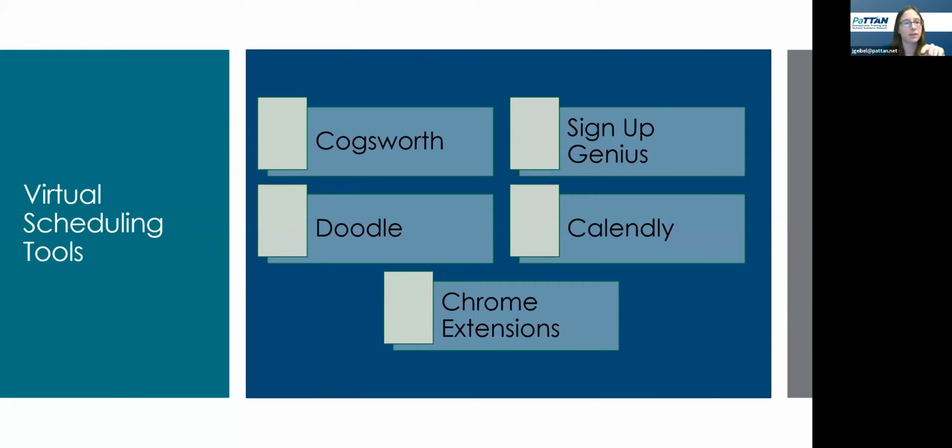Cogsworth was recommended by several people. So if anybody has anything to say about these, please do. But these are all possible ways that you can sign people up. Oh, this is a good one. Is Sign Up Genius confidential? It was when I used it, but I'm not sure if that's a specific setting you have to put on it. Does anyone know offhand whether that has to be set up in advance?